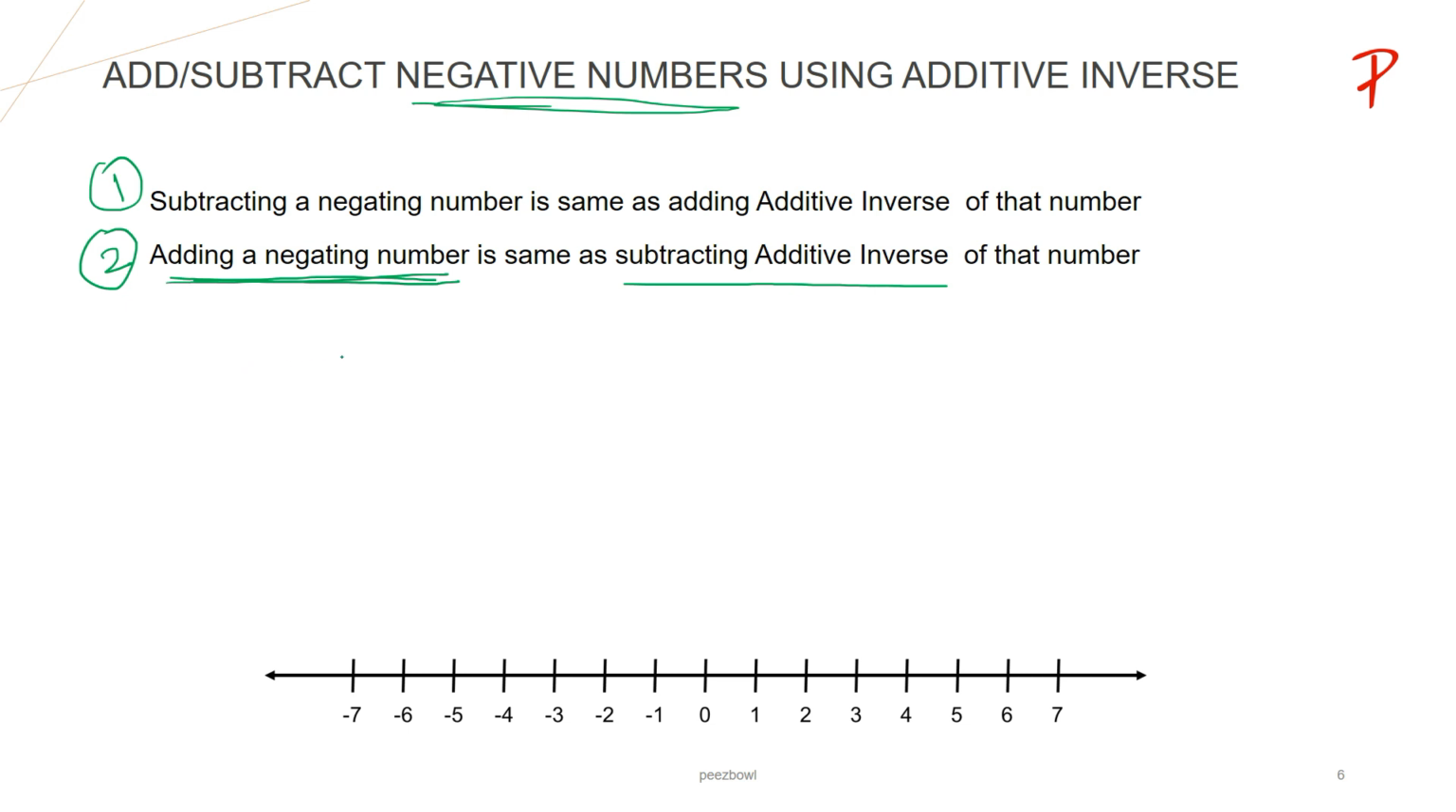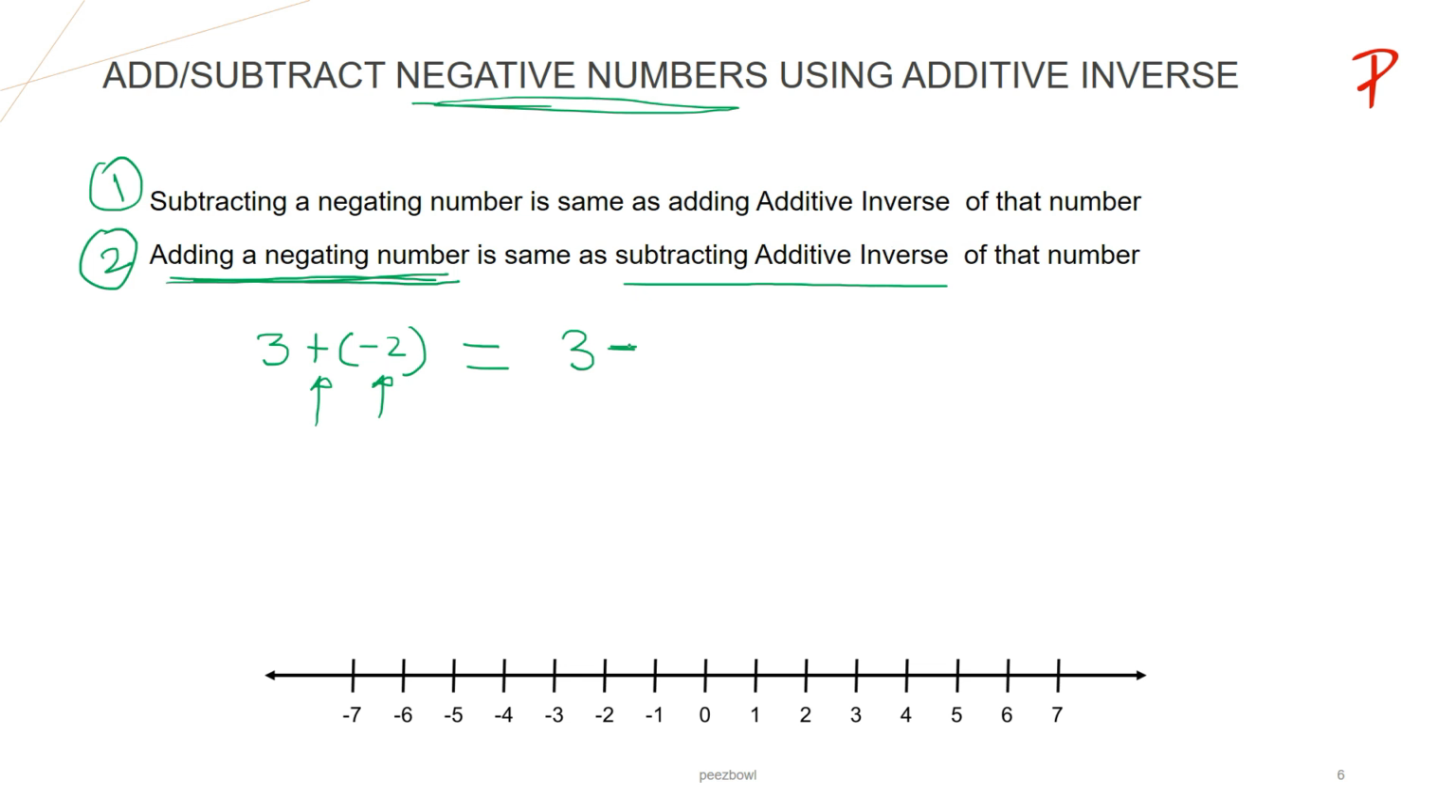Say I'm adding a negative number: 3 plus minus 2. So adding a negative number, so plus means I'm adding, and the negative number is minus 2, and this is going to be same as subtracting. So 3 I will keep as it is. Subtracting is what? Minus additive inverse of that number.